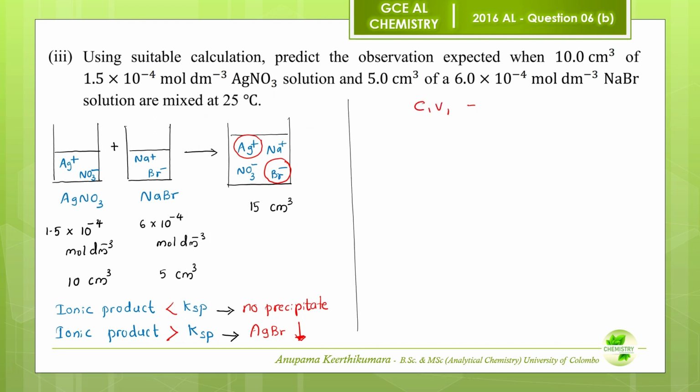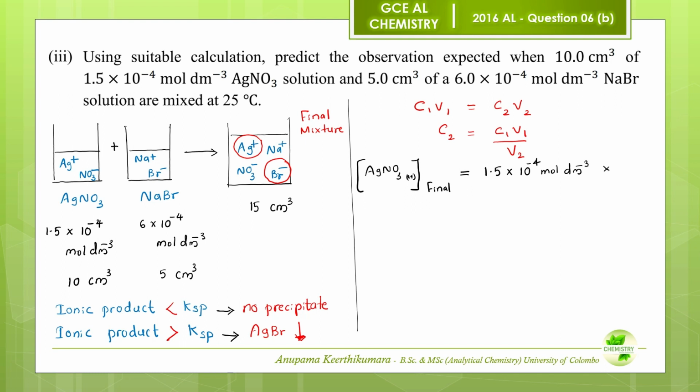C1V1 equals C2V2 gives you the concentration of the diluted solution. Therefore, C2 equals C1V1 divided by V2. Concentration of silver nitrate in the final mixture, or the diluted concentration. C1 is 1.5 times 10^-4 moles per cubic decimeter.